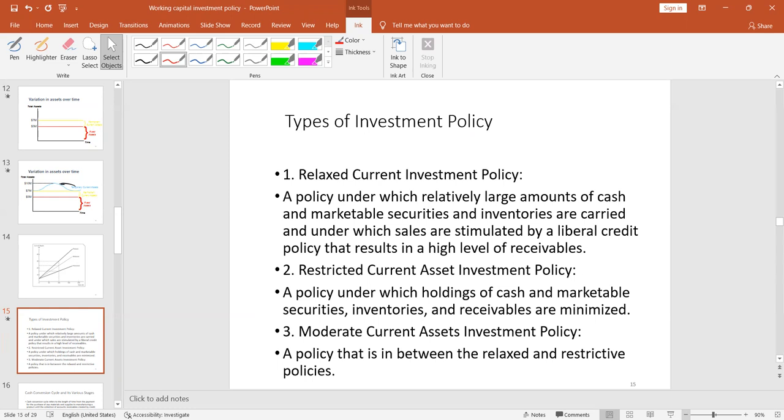If you make a trade-off between these two, relaxed and restricted, you will have a third one, called moderate current assets investment policy. Moderate means in between, not too relaxed, not too restricted. So how many types of investment policy do we have? Three: relaxed, restricted, and moderate current assets investment policy, or you can say relaxed, restricted, and moderate working capital investment policy.